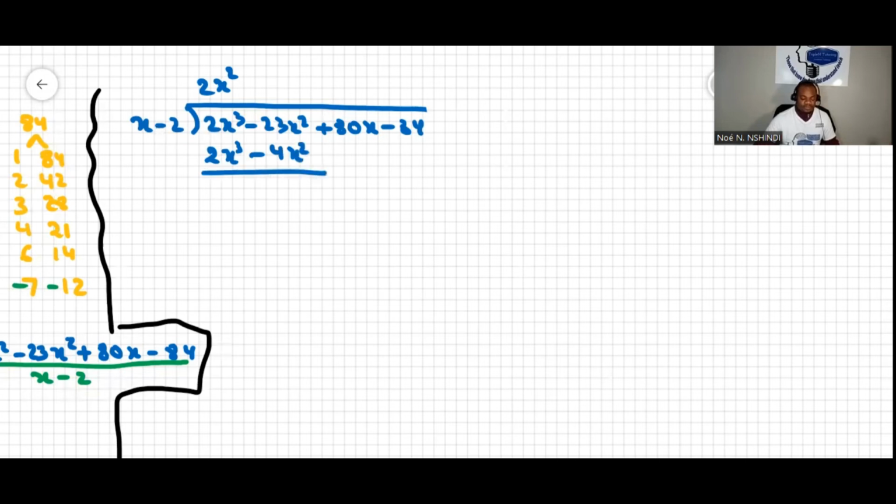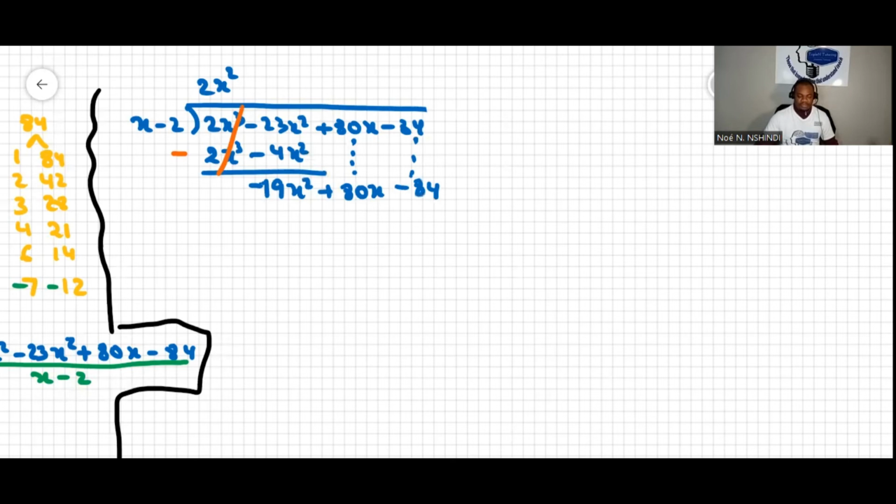So we can simplify this. We can see that we always minus here. So 2x cubed minus 2x cubed will fall, and then 23x squared minus 4x squared. Careful here, it's 2 minuses, and that will make plus, and then we have negative 19x squared. And then what we can do, we can just bring this down, so we have plus 80x here, and then minus 84 there.